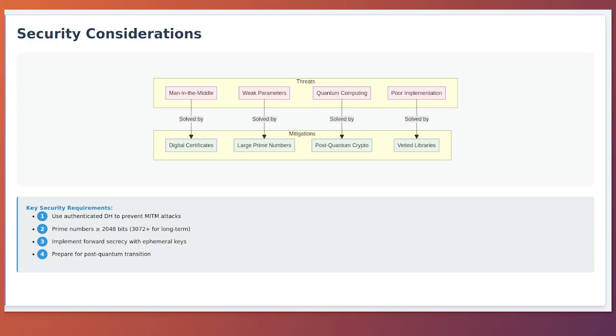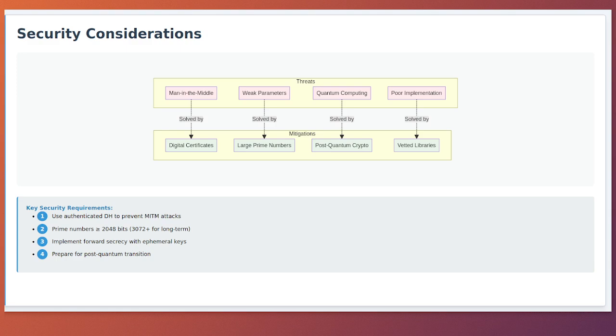Man-in-the-middle attacks. The classic Diffie-Hellman algorithm does not authenticate the parties involved. Imagine if someone intercepted the color exchange in our analogy. They could perform separate exchanges with both Alice and Bob, making each think they are talking to the other. This is why real implementations combine Diffie-Hellman with digital signatures or certificates to verify identities.